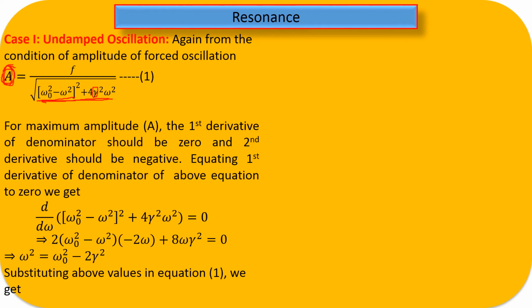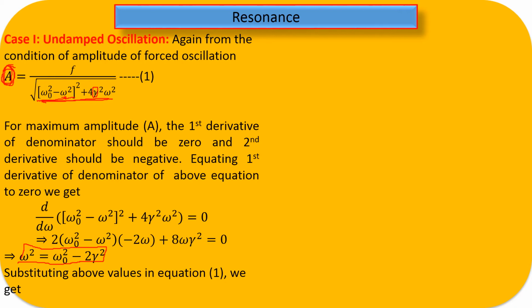So what we get here is omega square equal to omega naught square minus 2 gamma square. So this is the relation that we are getting, right? So omega square equals omega naught square minus 2 gamma square. So what do you do in this equation number 1?